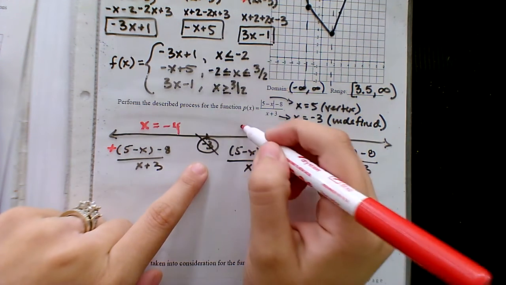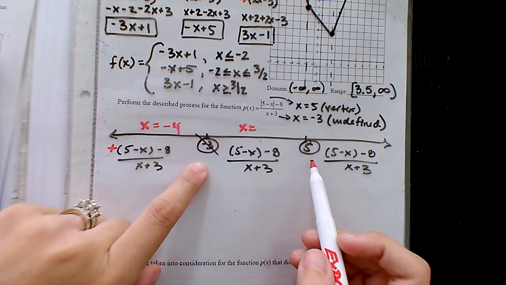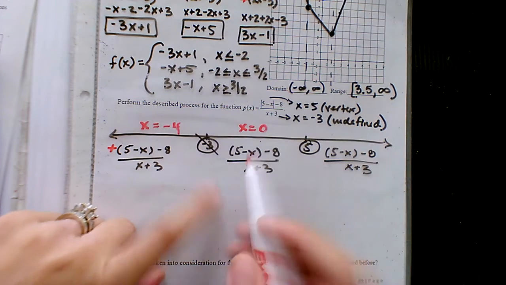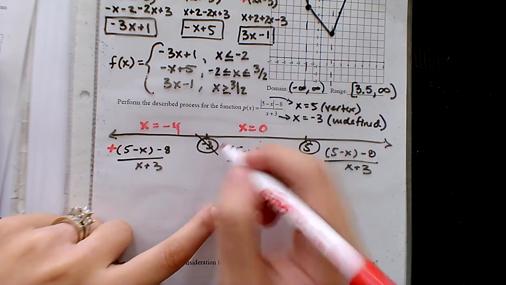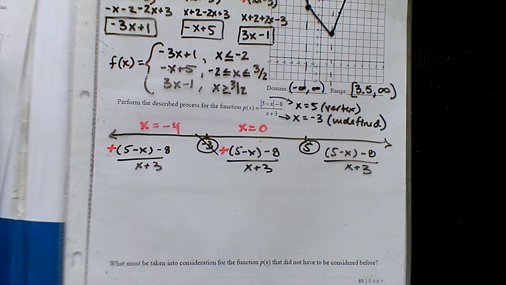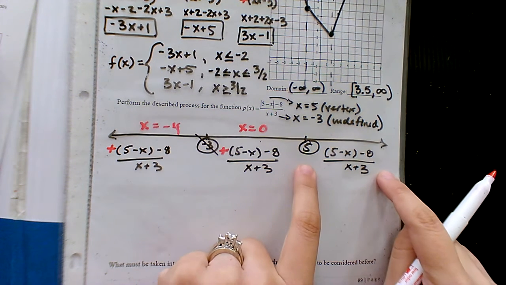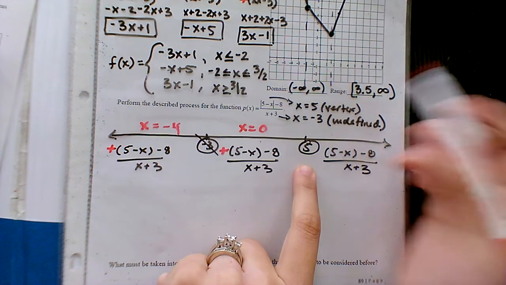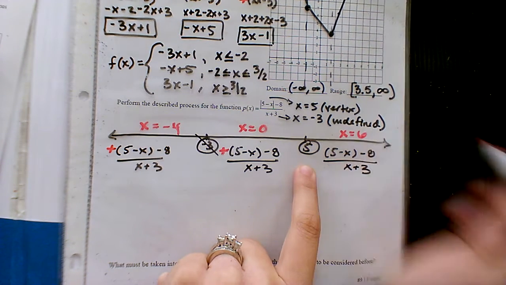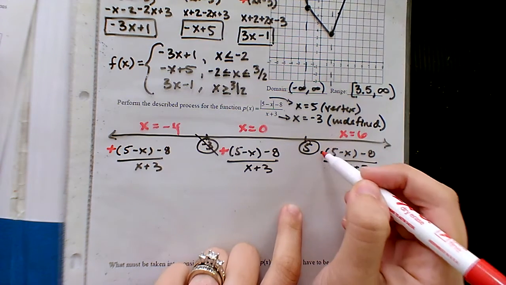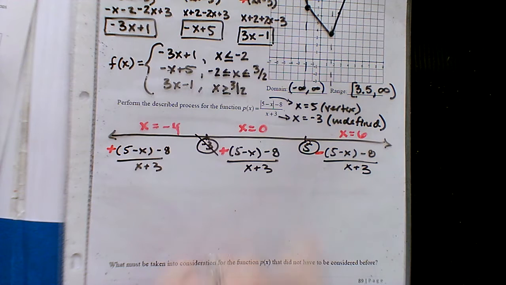What about the next interval, something between -3 and 5? 0, good. 5 minus 0, it's 5, so we'll leave it positive. What about our last interval? Something between 5 and infinity? 6. Okay. 5 minus 6? Negative. All right. So let's simplify and see what we get.